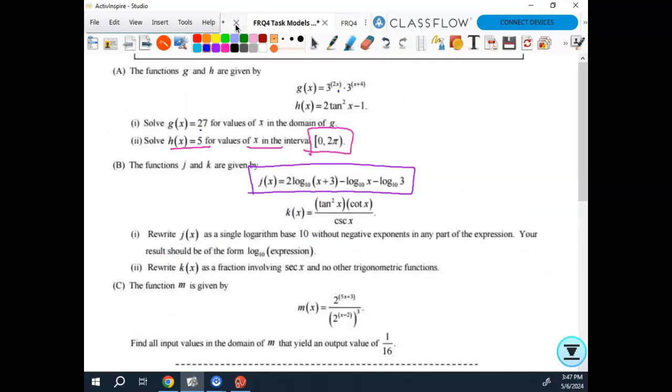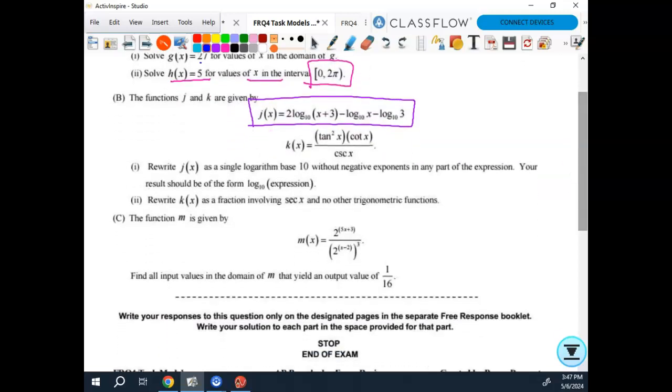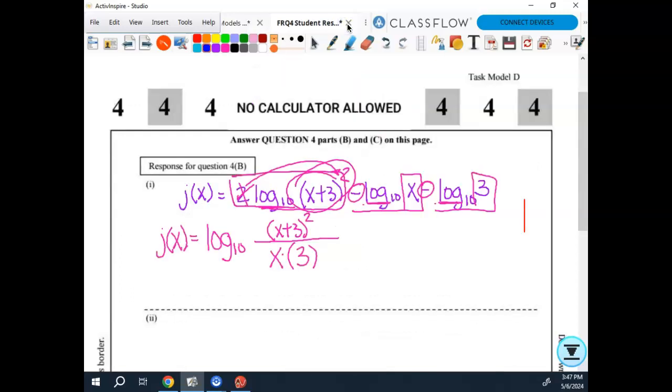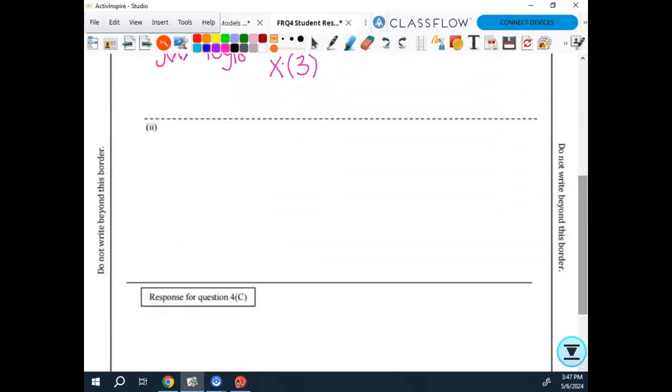So now it says rewrite k of x as a fraction only involving secant of x and no other trigonometric functions. All right, so I'm going to rewrite this over here. So I've got k of x equals tangent squared x times cotangent x over cosecant x. Okay, so what we're going for here is just secants, so I'm going to write this over here so I don't forget what my goal is. Secant x.